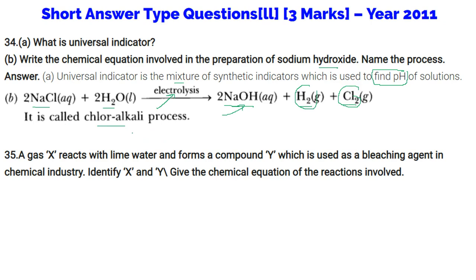Because hydrogen and chlorine are liberated in the formation of the alkali, we call it the chlor-alkali process. A gas X reacts with lime water and forms a compound Y, which is used as a bleaching agent in the chemical industry. We have to identify X and Y. We have to give the chemical reactions also.